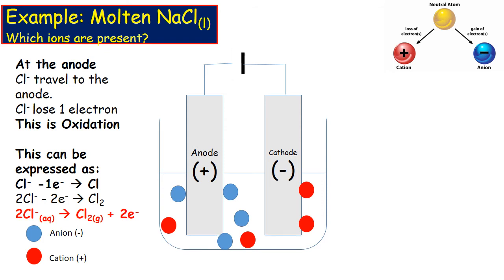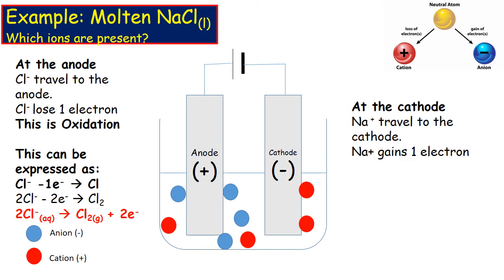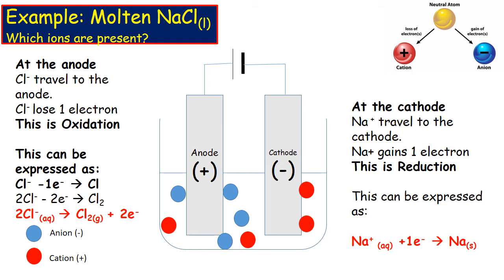Now you will generally get the marks for writing the previous expressions that are written in black because they are technically valid, and if you add the state symbols you should be okay for the marks, but the answer in red is your perfect answer there. At the cathode we've got sodium travelling there. The sodium is going to gain an electron to reform back to its original electron configuration, and this is reduction, and we can express this as Na+(aq) plus 1 electron goes to Na(s), sodium solid.